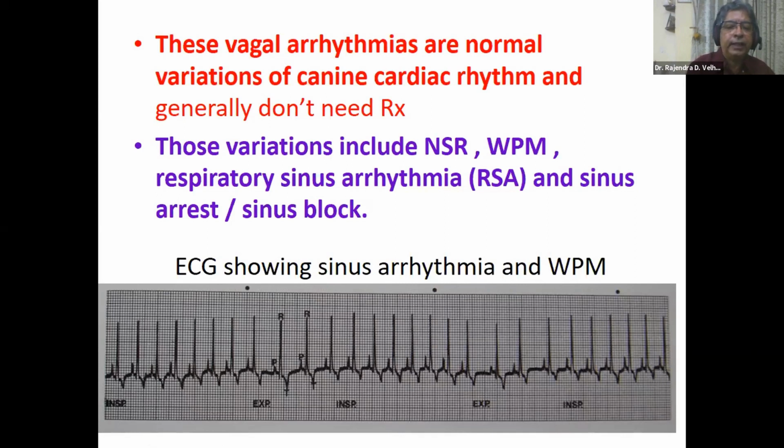In this particular ECG, you can see the RR interval varies. So here we say there is a sinus arrhythmia. At the same time, you can see the amplitude of the P wave is also changing. So there is a wandering pacemaker that also exists.